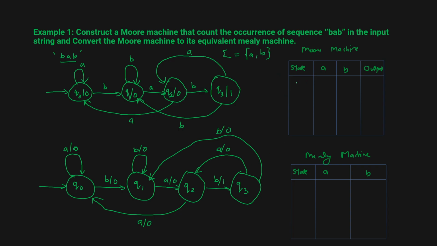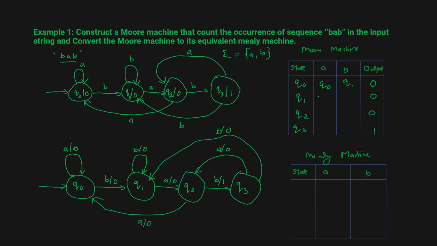Let's just fill in the transition table. Over here, we have Q0, Q1, Q2, and Q3. The output is only associated with the state, so 0, 0, 0, 1. If you get input A, you are going to state Q0. If you get input B, you are going to Q1.